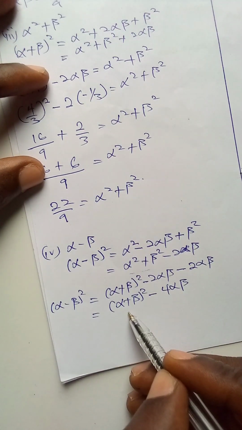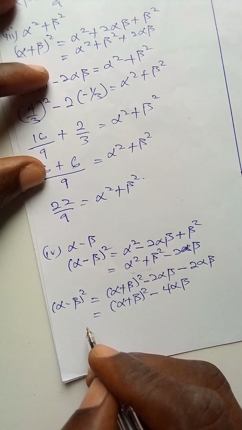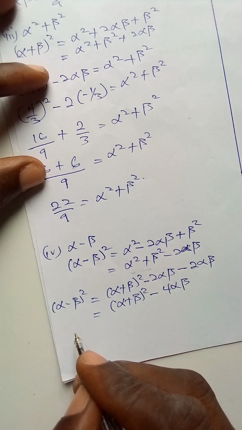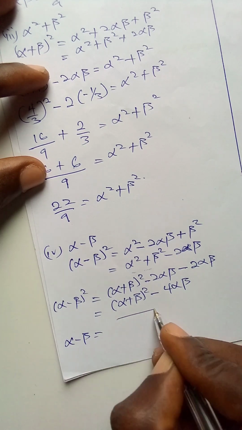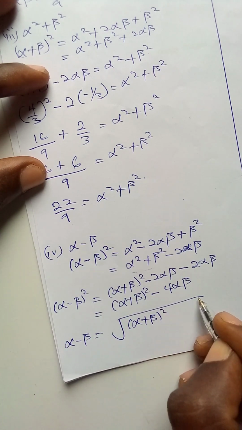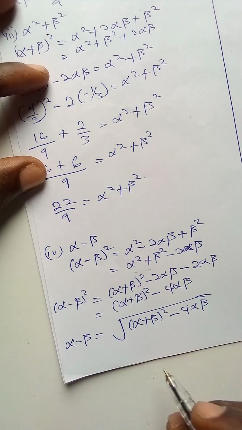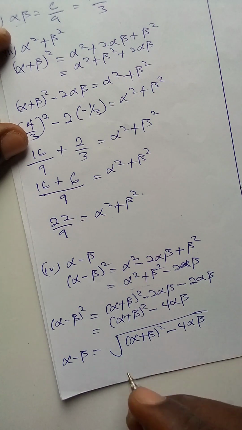So we have the sum of roots and we have the product of roots here. Now let's find the square root of this, or let's square root both sides. So our alpha minus beta, which is the required expression, will now be the square root of alpha plus beta all squared minus 4 alpha beta. So we can now substitute values for alpha plus beta and alpha beta.